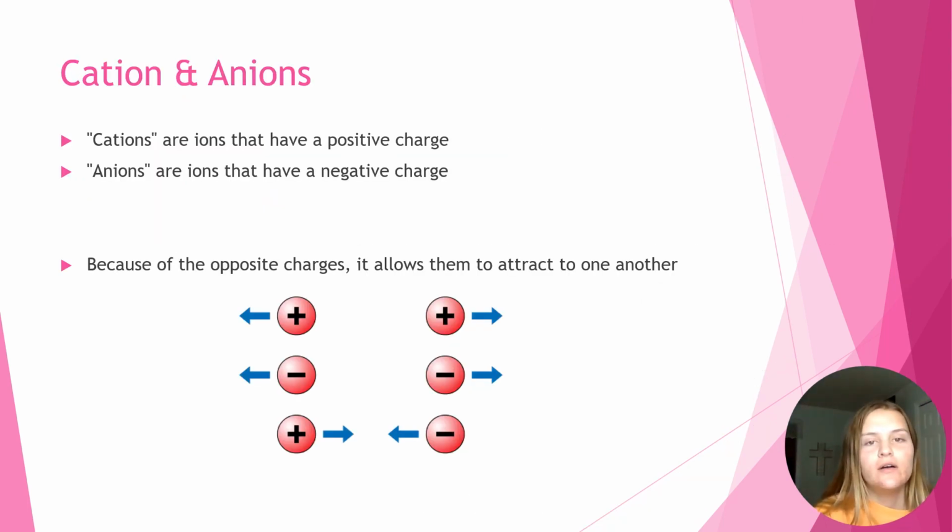Okay, so cations and anions. Cations are ions that have a positive charge, whereas anions are ions that have a negative charge. Because of the opposite charges, it allows them to attract one another. So as stated before, if they have similar charges, they're going to repel, but if they have opposite, they're going to attract.